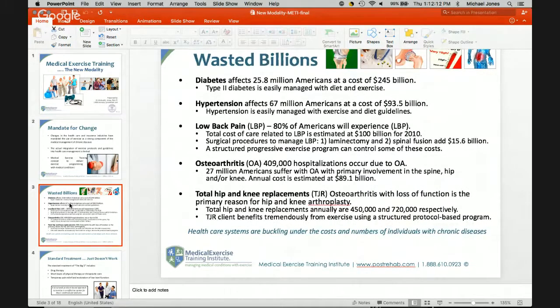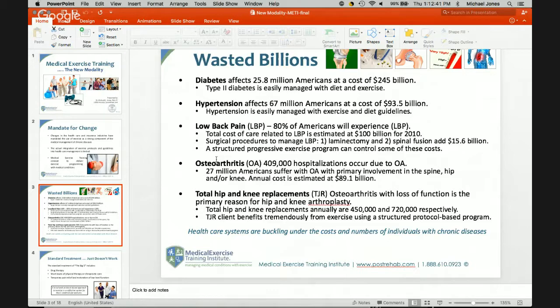Interesting enough, folks, we have some interesting statistics about what we call the Big Five. Now, this Big Five are 5 conditions that we know would have a positive impact based on exercise: diabetes, hypertension, low back pain, osteoarthritis, and total joint replacements and hip replacements. Now, we realize total hip and knee replacements are not medical conditions. They're actual procedures, but let me give you a little bit of statistical information here.